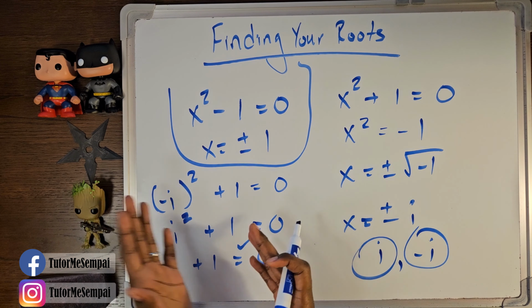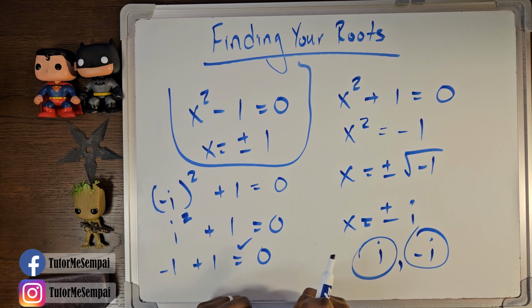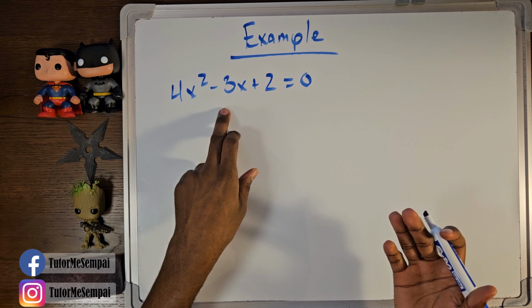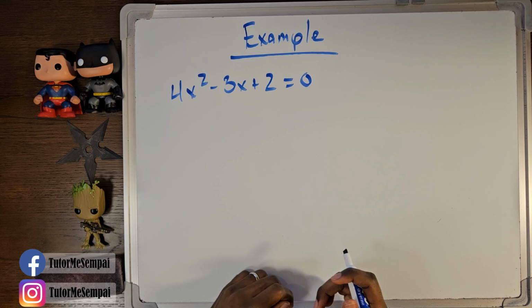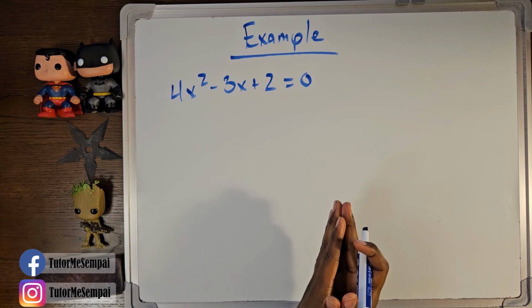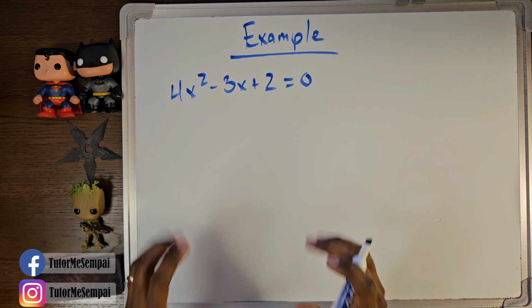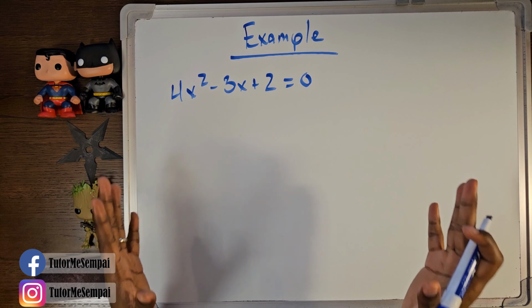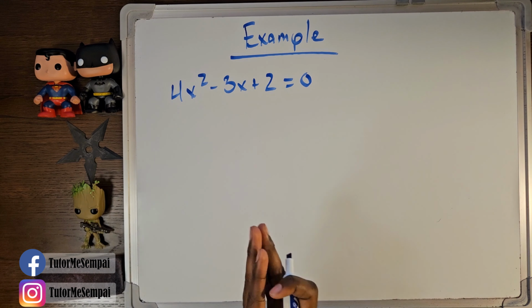So now that we talked about finding our imaginary roots, let's move on to our example for today. So for our example for today, we have 4x squared minus 3x plus 2 equals 0. And we want to find the roots of this. Now, spoiler alert, it's not going to be real. But once again, it doesn't matter if it's real or not. We want to just find our roots. And we have a lot of tools to help us do that.